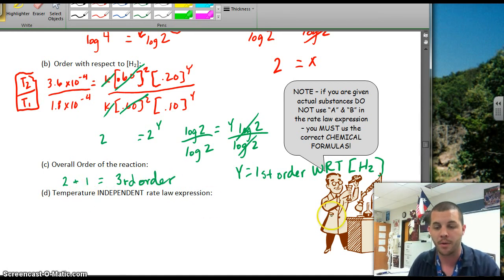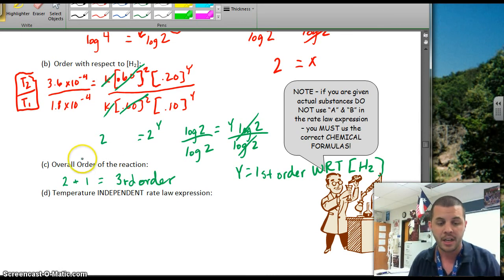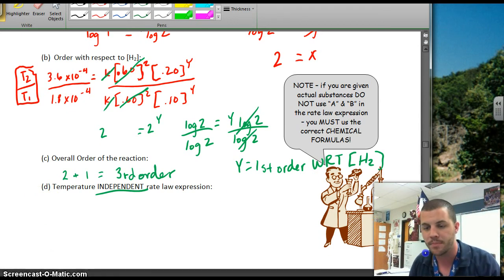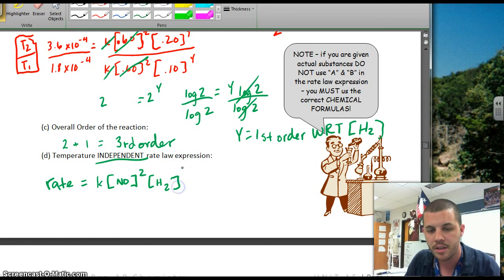Okay? Now, if we're going to write the temperature-independent rate law expression, that means that we're not going to solve for K. We're just going to leave K as K. The expression is basically a formula that we can plug things into. So the temperature-independent rate law expression is as follows: the rate of this reaction, which we can calculate, equals K times the concentration of nitrogen monoxide, whatever it may be, squared, times the concentration of H2, whatever it may be, to the first power. Okay, that's my temperature-independent rate law expression.